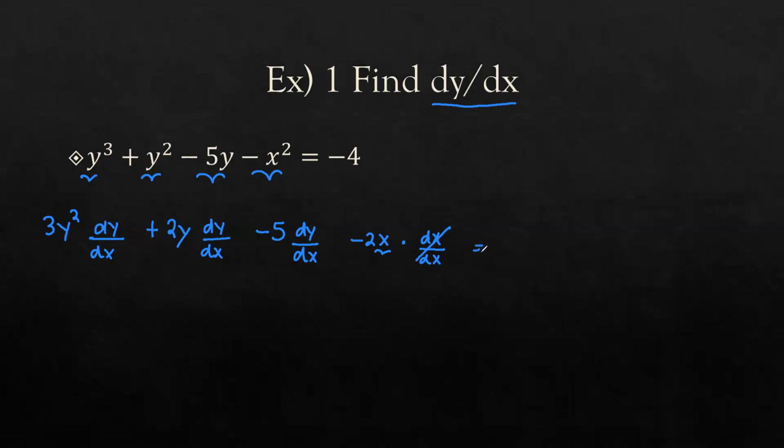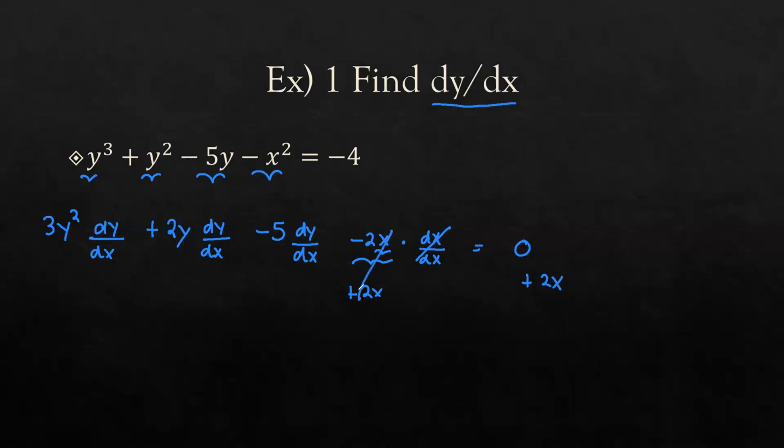And then on the right side, what's the derivative of -4? It's a constant, so it's going to be 0. So what we're going to do is we have a lot of dy dx. We have like 3 terms that have dy dx, right? So you're going to get it on one side, and anything that doesn't have a dy dx, move it on the other side. So the only thing that doesn't have a dy dx is this -2x, right? So move it to the right by adding 2x to both sides.